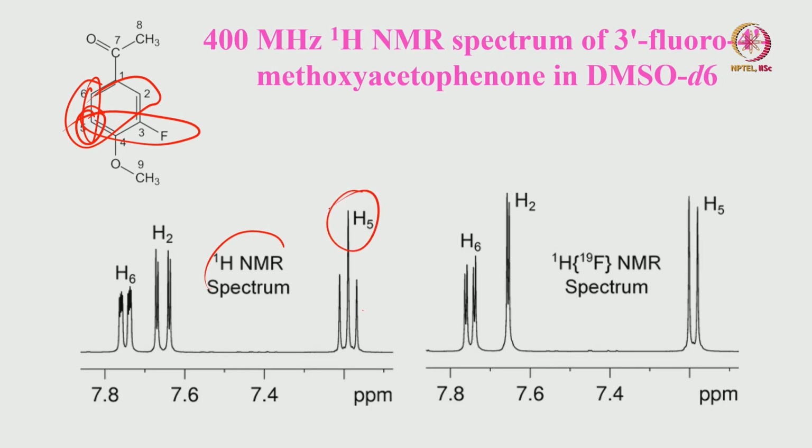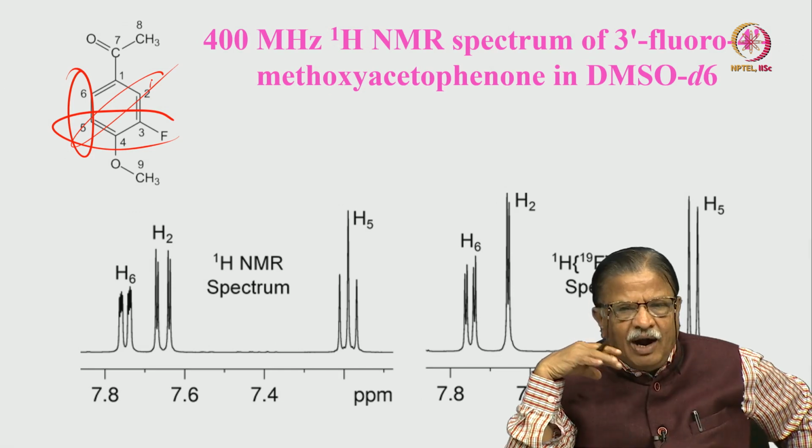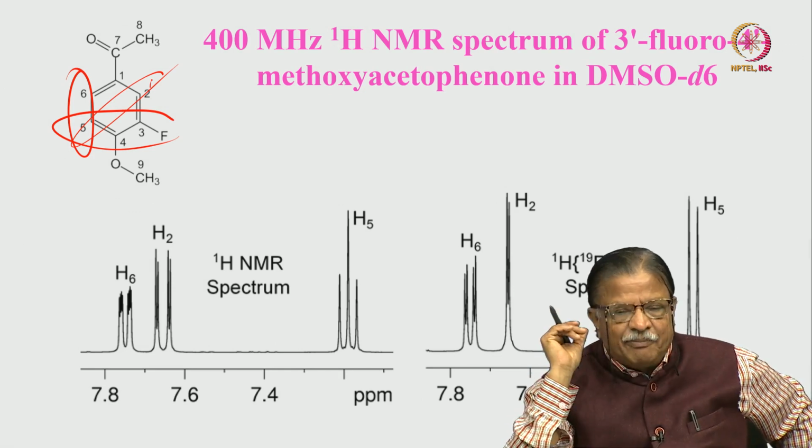Come to H2. H2 has one ortho coupling with fluorine and a meta coupling with this. Para coupling may or may not be seen. So it is a doublet of doublet. I can clearly say that is H2. What about H6? H6 proton will have ortho coupling with this and a meta coupling with this and also a para coupling. In principle, it should be a doublet of doublet, 8-line pattern. The large doublet is because of one of the ortho couplings, and then coupling with the fluorine and then with this one.